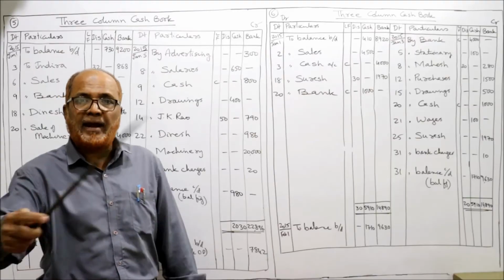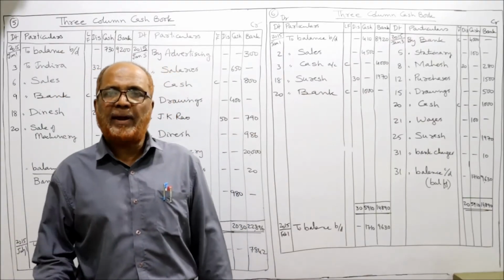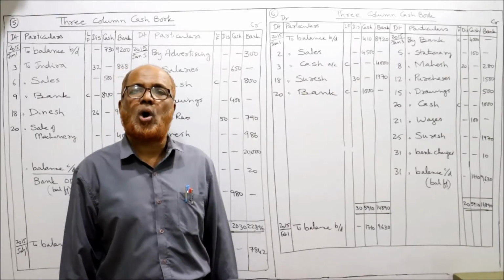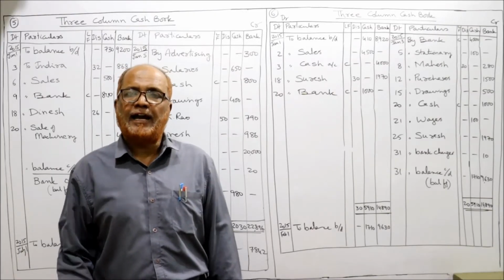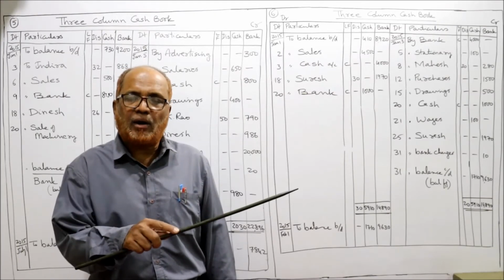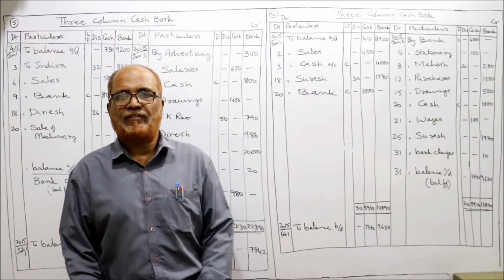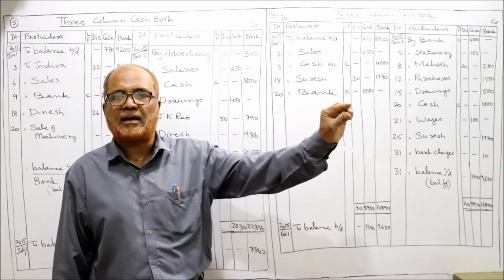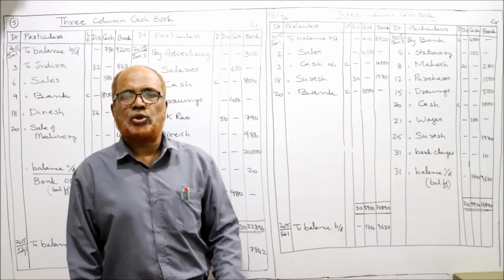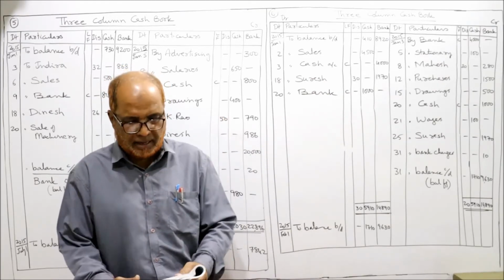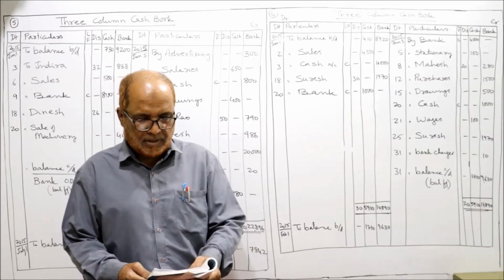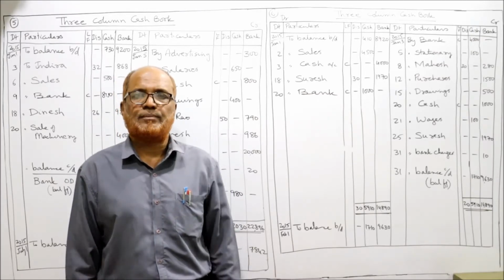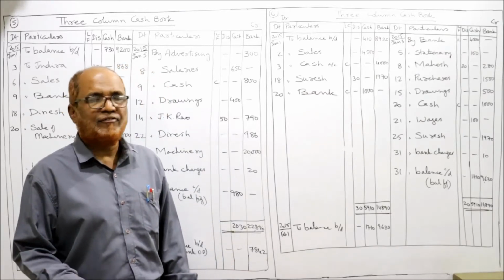Next, 3rd, paid into bank. That means cash deposited in bank. Contra entry. The entry will be bank account debtor to cash. When we deposit the money in the bank, the entry will be bank account debtor to cash. Bank should be debited by 4,000.